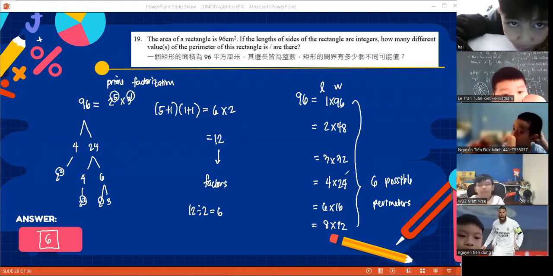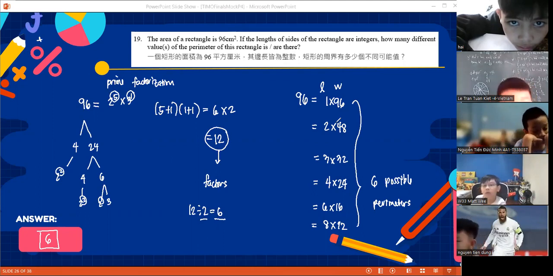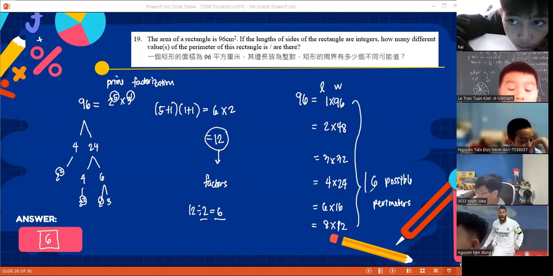Okay. So again, you just need to get the total number of factors, which is 12. Then you're gonna pair it for length and width. So divide it with 2. So 12 divided by 2, 6. If you want the longer solution, you can figure out how many factors of 96 there are. So you'd have 1 times 96, 2 times 48, 3 times 32, 4 times 24, 6 times 16, and 8 times 12, right? It will take you a longer time, but then you'll be able to get the same answer, which is 6.